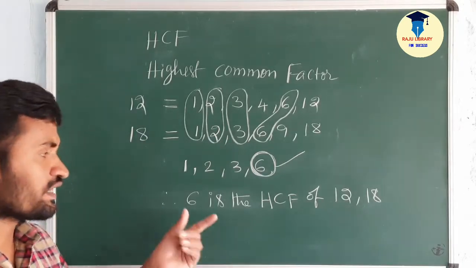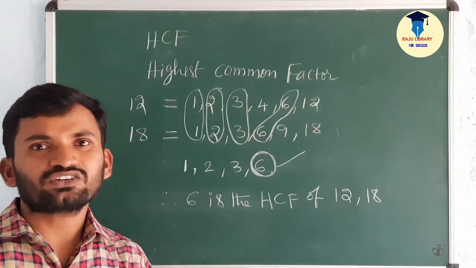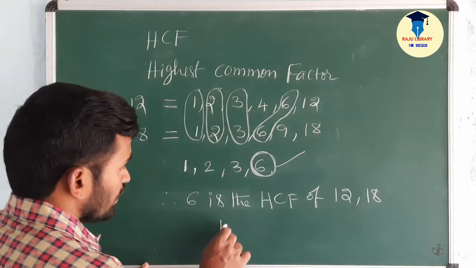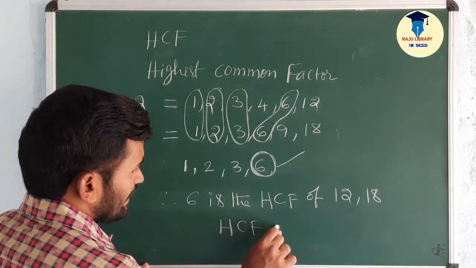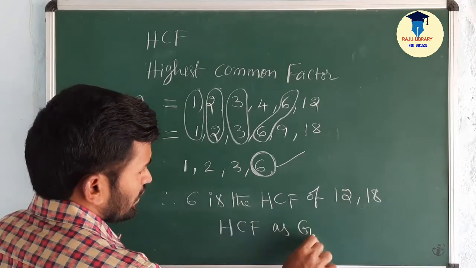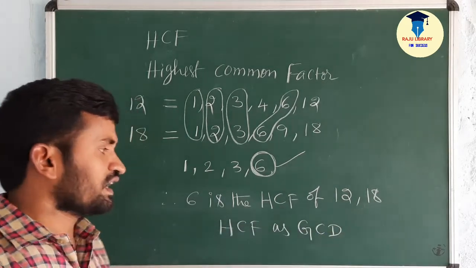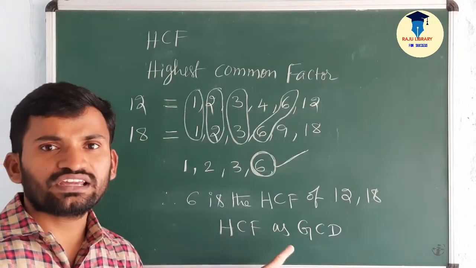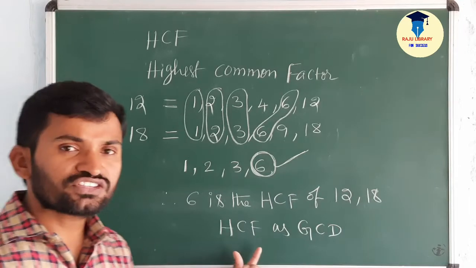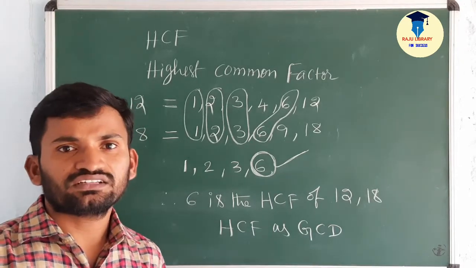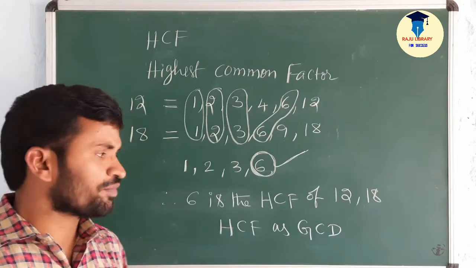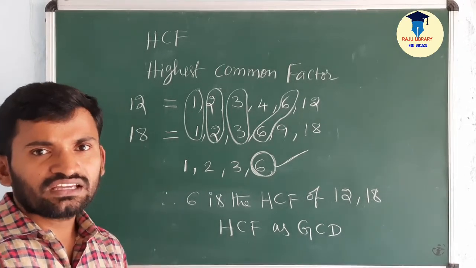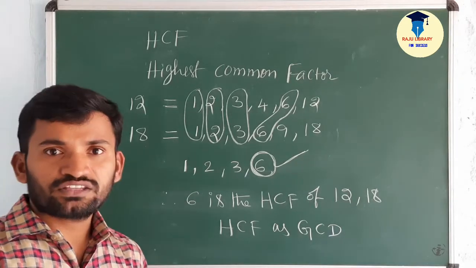Here the highest common factor is also called the greatest common divisor, GCD. GCD means greatest common divisor. So that 6 we are calling a divisor. So HCF we can call GCD. HCF means highest common factor, GCD means greatest common divisor. Okay, in this way we can find HCF.